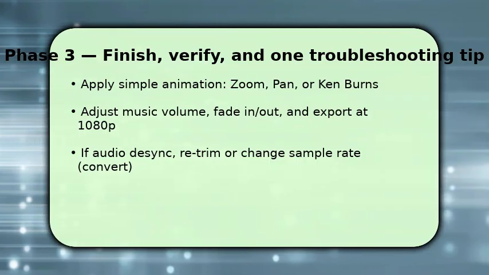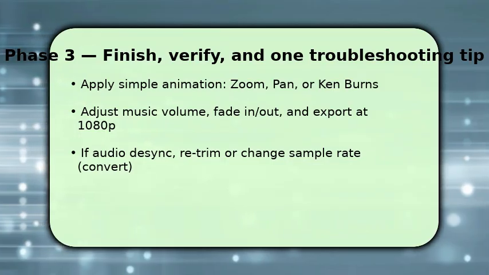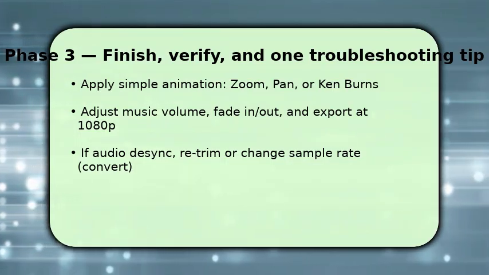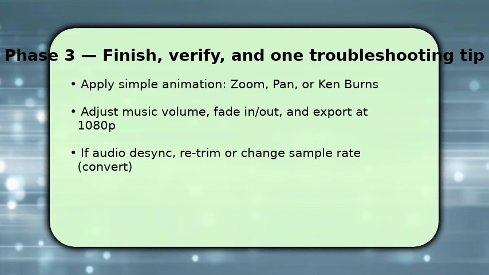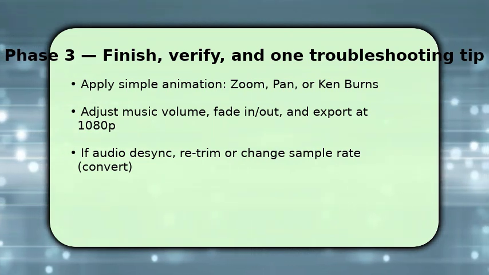Export and review. If audio is off or distorted, reopen the project, retrim the clip, or convert the audio to a standard sample rate, often 44.1 kHz, then re-import. This fixes most desync or playback issues quickly.